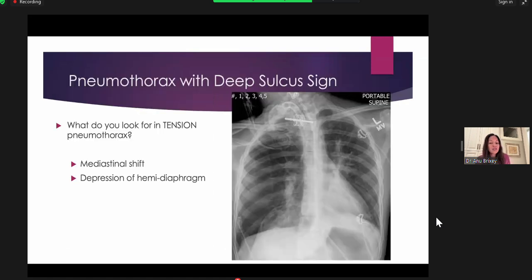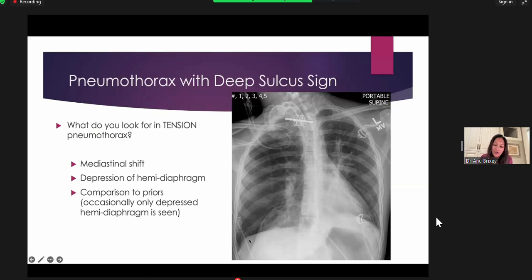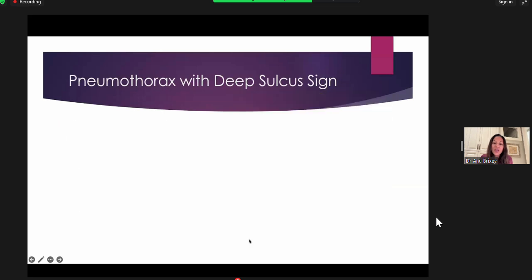But one of the things that's not talked about very often is depression of the ipsilateral hemidiaphragm. In the setting of a tension pneumothorax, the air can accumulate so much that it actually pushes the hemidiaphragm downwards. Here you can see how much lower the right hemidiaphragm is compared to the left. That was a new finding compared to the prior, and this is a sign of tension pneumothorax itself. So always look for that, whether you're dealing with a supine radiograph or an upright radiograph, and comparing to priors, because occasionally the only finding you may see is just ipsilateral depression of a hemidiaphragm.